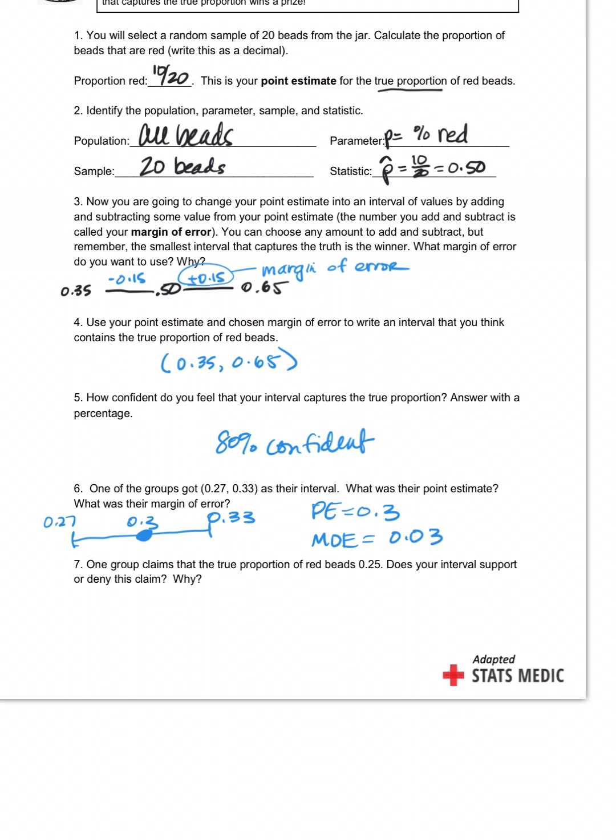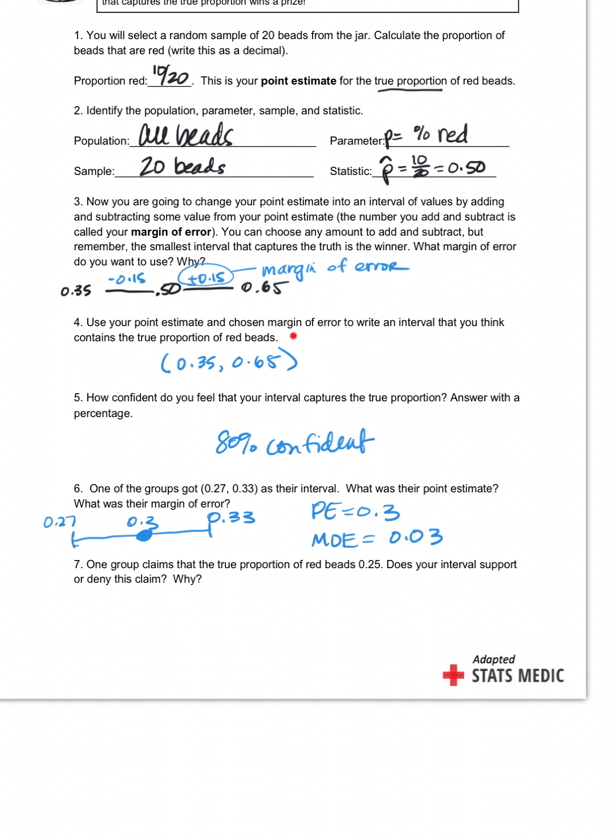So then it says one group claims that the true proportion of beads is 0.25. That's the real proportion. Does your interval support or deny this claim? So you go back to your interval. I'm going to go back right up here. And I'm going to say, okay, does 0.25 fall within this range? No. So I don't have any evidence that 0.25 is the truth. What the interval does for us is give us a range of possible, plausible values for the true proportion or parameter. Okay? If my claim isn't in there, then I can't support it. If it is in there, I can support it. It's that simple. All right? So for me, I cannot support this claim because it does not fall in the interval.